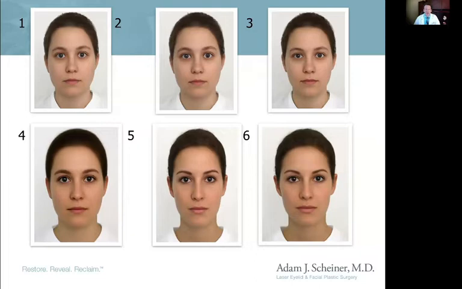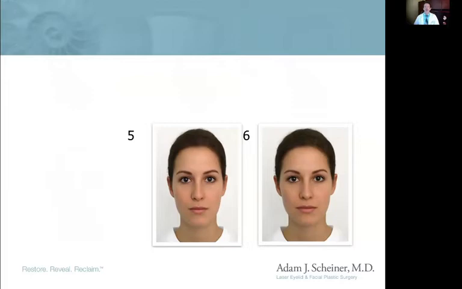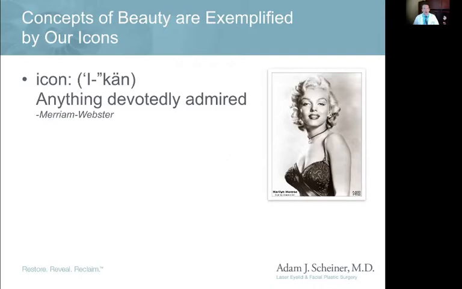And what is it about this? You're not consciously thinking about every part of this face. What happens is it's on a subconscious basis. Your brain is looking for certain ratios, and that's how you determine what's attractive. I'm going to prove this to you in a bit. So there is an objective side. There is a subjective side to beauty. And here's the idea about using icons.